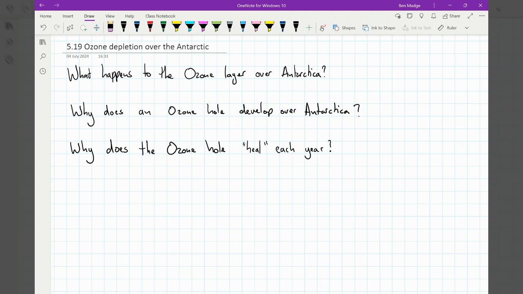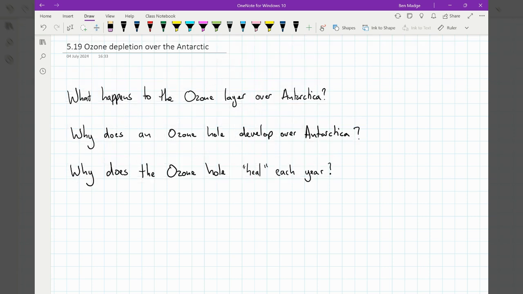So today we're looking at ozone depletion over the Antarctic. And this is a really nice subject to look at because it's a really good example of how ozone varies with season.